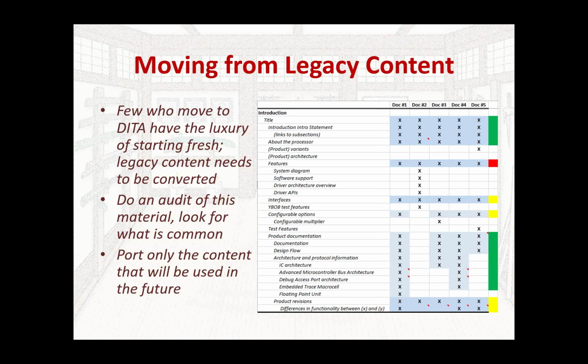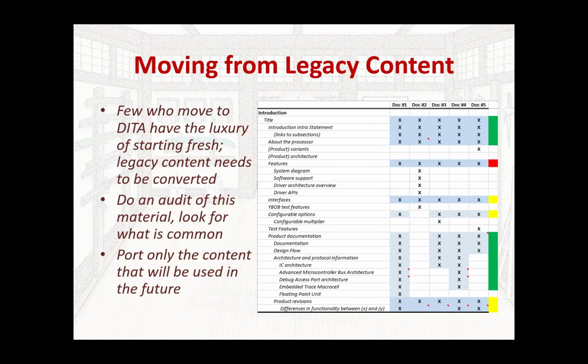But if you look at the next one, features, the features were different at a structural level. I'm not just talking about different features for the products, but the individual sections were written differently. It was all very different, below 50%, so that one was marked in red. And then we have system diagram, software support, driver architecture. They were specific to document number 2 and not the other ones.